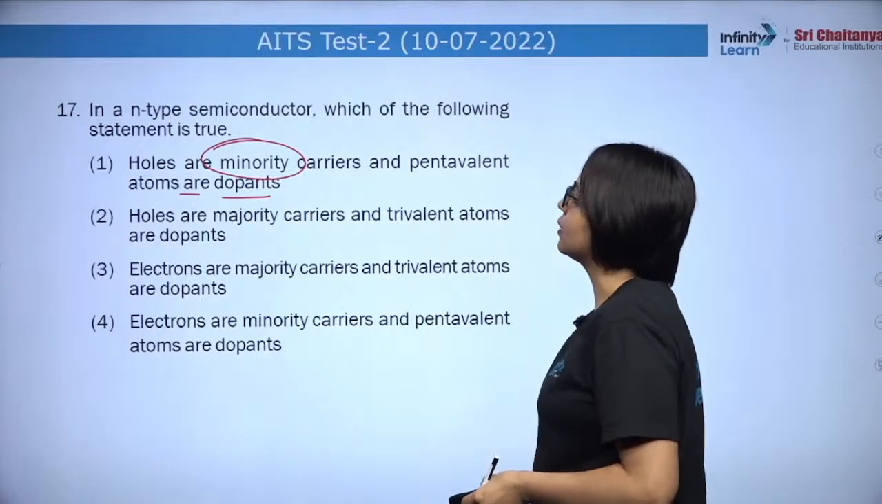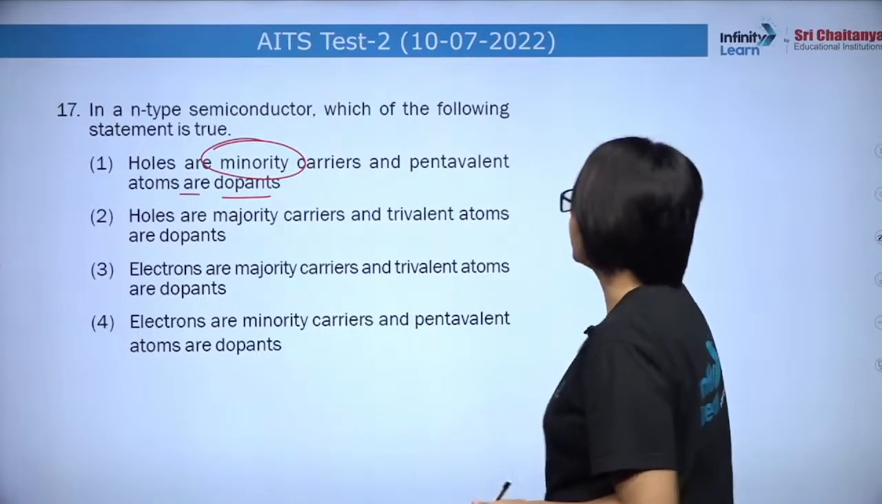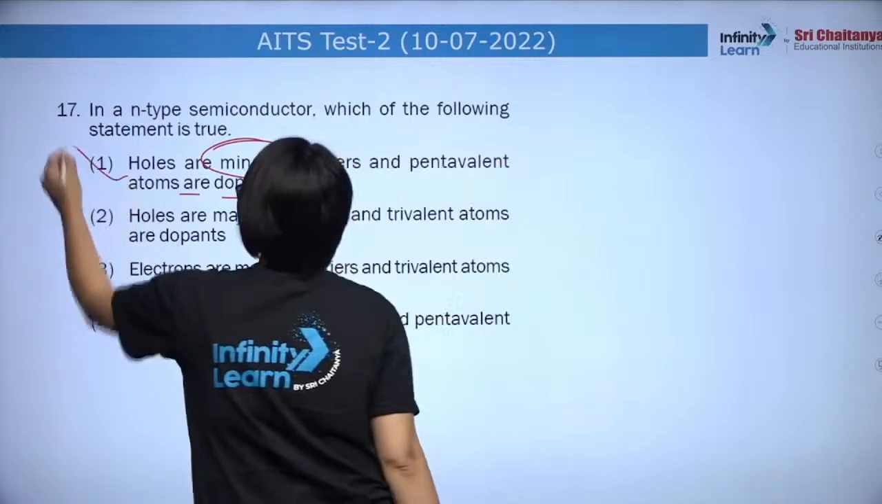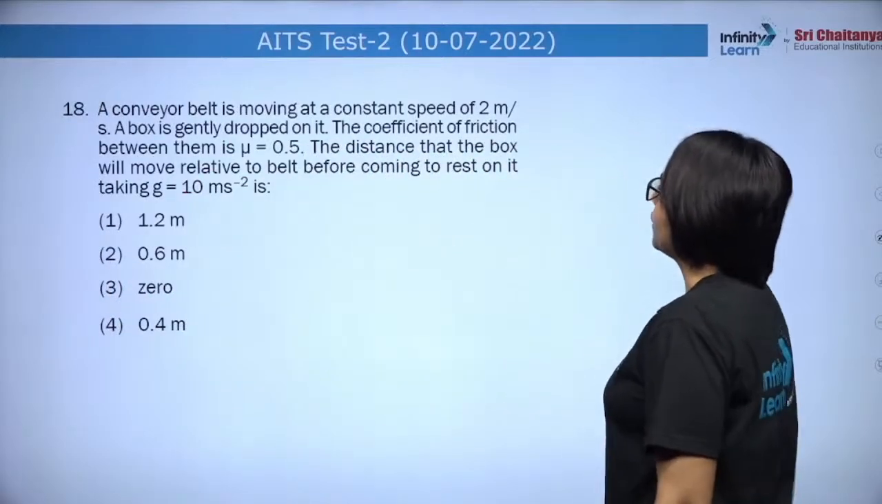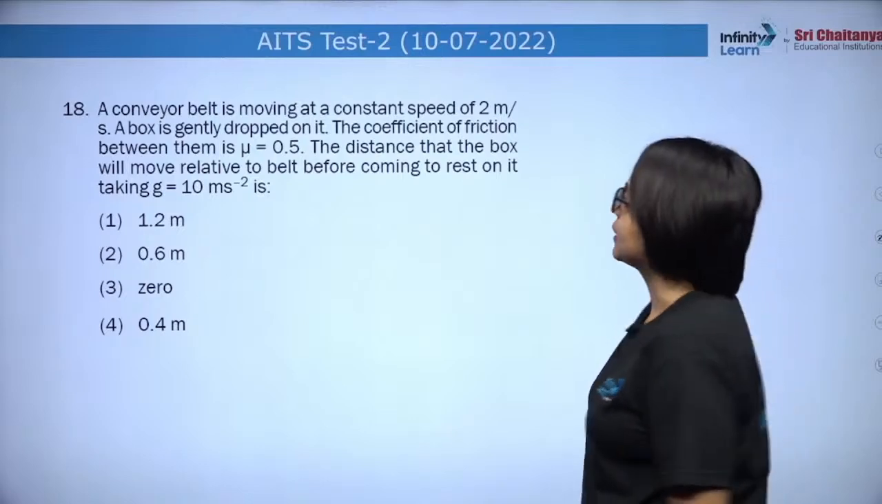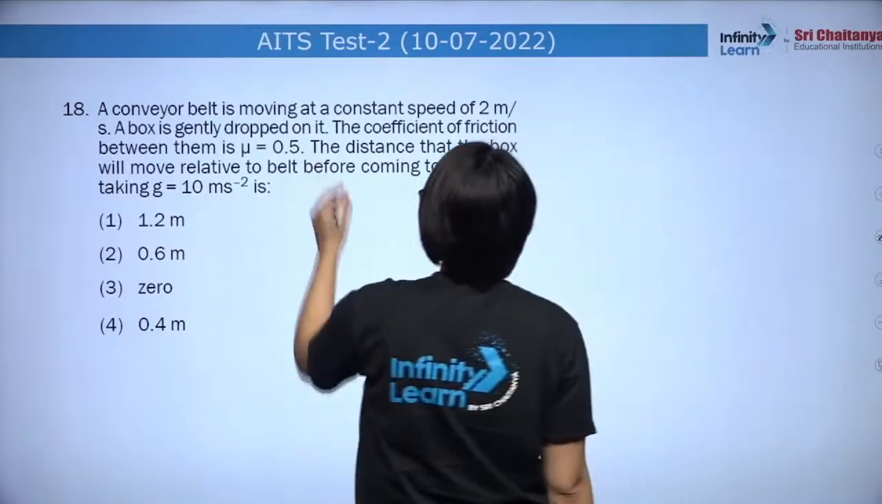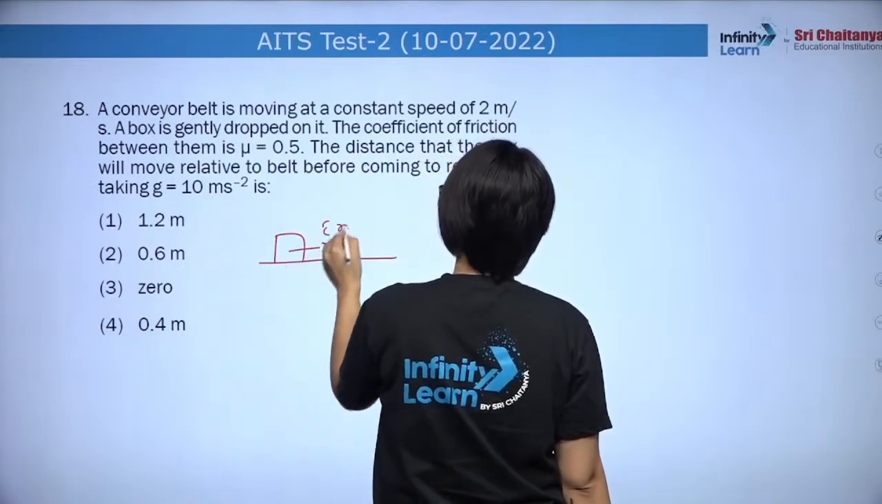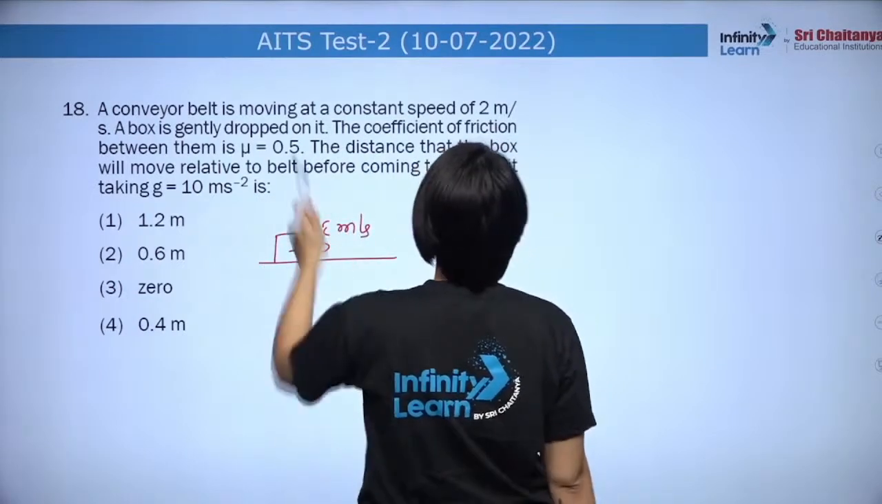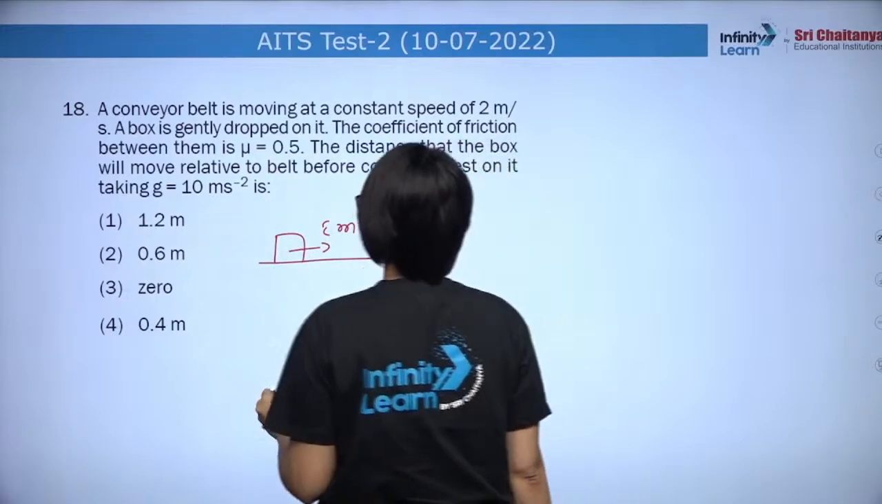So in N-type semiconductor, holes are minority and pentavalent atoms are dopant. Next is 18. A conveyor belt is moving at a constant speed of 2 meter per second. A box is gently dropped on it. So initially it will gain a velocity of 2 meter per second. Its coefficient of friction is 0.5.